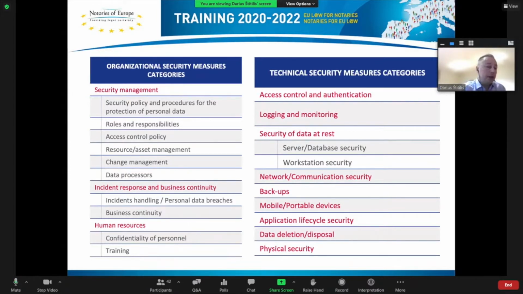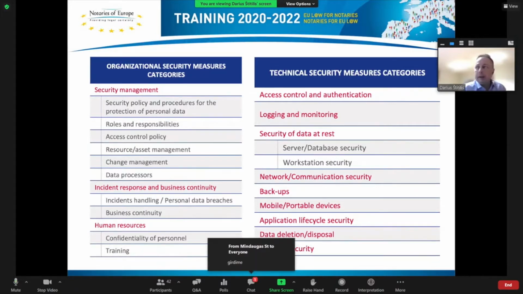For example, we should have security policy and procedures. We should have roles and responsibilities regarding access to personal data, including access control policy. We should control data processors. We should have training, annual training, etc. Of course, confidentiality of personnel is very important. All employees should sign agreements, for example, regarding confidentiality of personal data, etc.